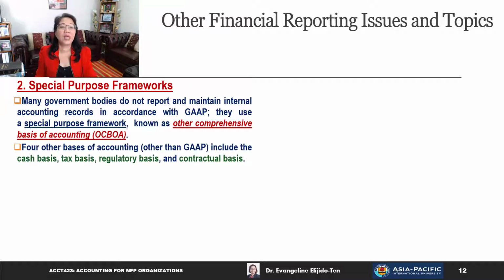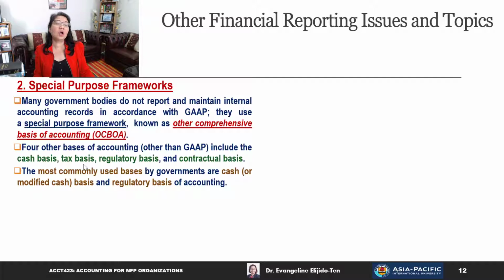There are 4 other bases of accounting other than what is prescribed under GAAP. So as you know, under GAAP we are using the accrual basis and the modified accrual basis. So there are 4 other bases of accounting that are being used under these other comprehensive basis of accounting. So one is of course the cash basis. The other 3 are tax basis, regulatory basis, and contractual basis. The most commonly used bases by governments are cash or the modified cash basis, and the regulatory basis of accounting.